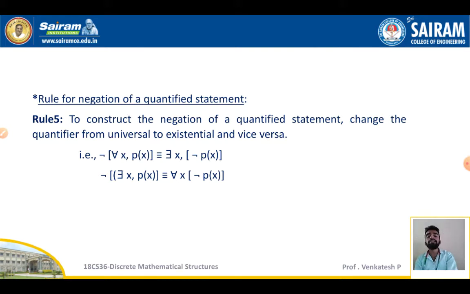For example, the negation of "for all x, p of x" is equivalent to "there exists x, negation of p of x". Similarly, the negation of "there exists x, p of x" is equivalent to "for all x, negation of p of x".